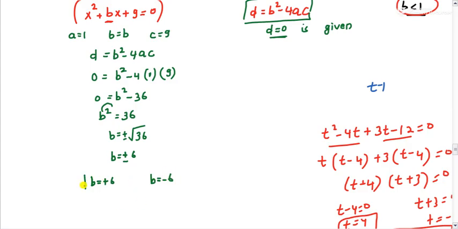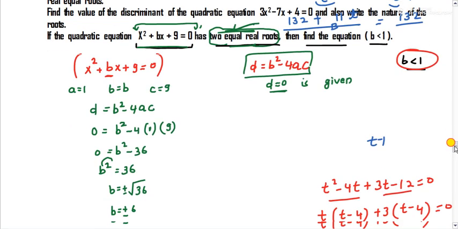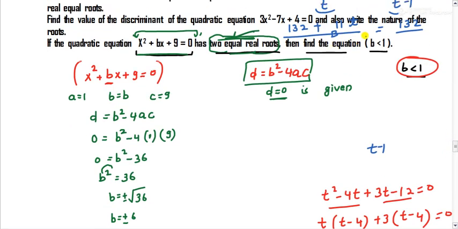So which value are you going to take for this question? Either it is plus 6 or minus 6. We have two values of b. Which value are you going to take? Minus 6. Yes, sir. Why not plus 6? Why can't it be plus 6? Because it is mentioned in the question that the value of b should be lesser than 1. Exactly, very good, because it's given in the question itself.